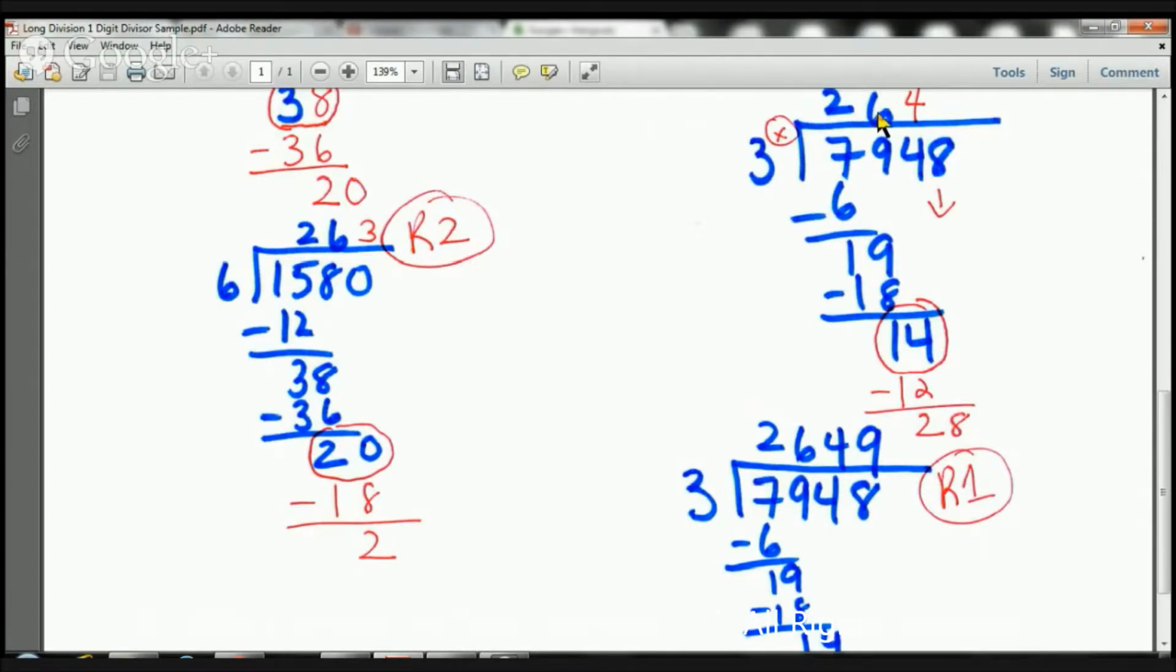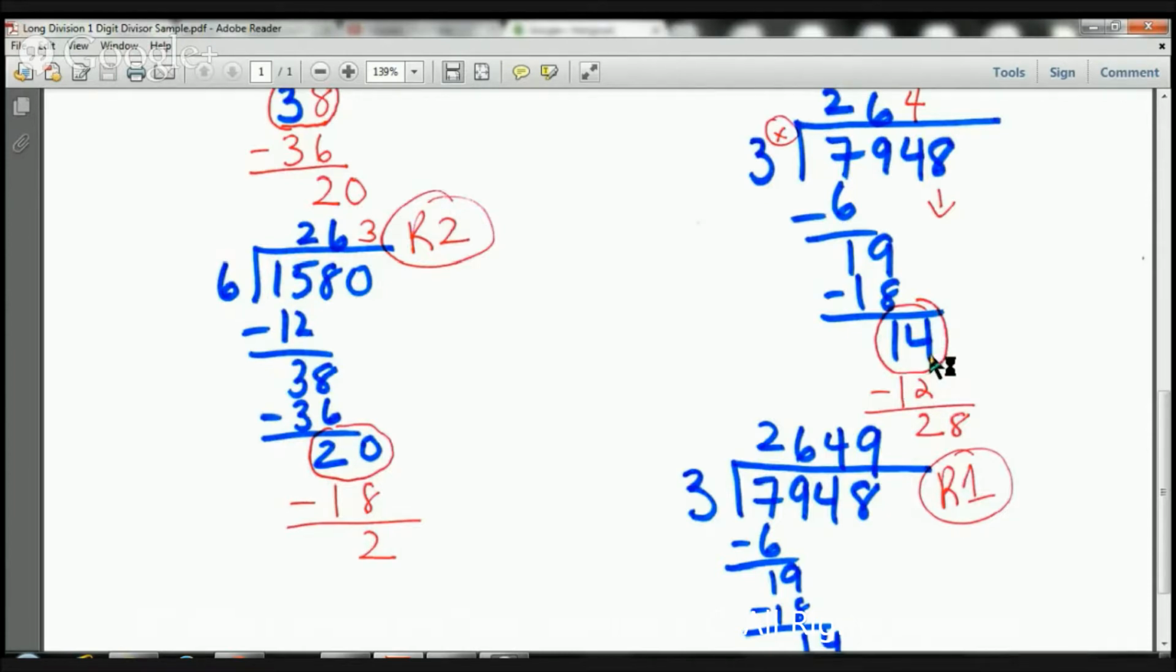3 times 6, I put my 6 up there. 3 times 6 equals 18. So now I do 19 minus 18 equals 1. Then I drop down this 4, and now I have 14, okay? So now, how many times can 3 go into 14? Well, I know that 3 times 3 is 9. 3 times 4 is 12, and 3 times 5 is 15. Whoops, 15, I passed it.